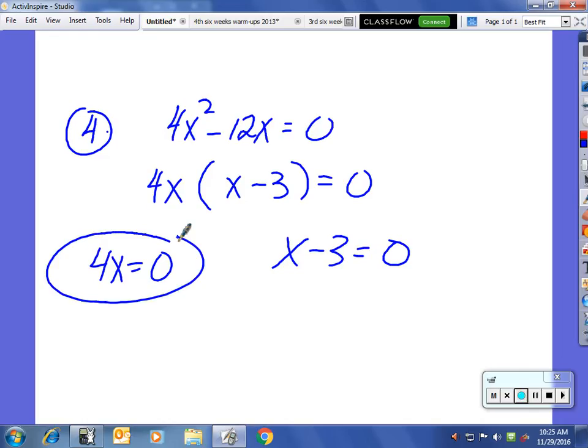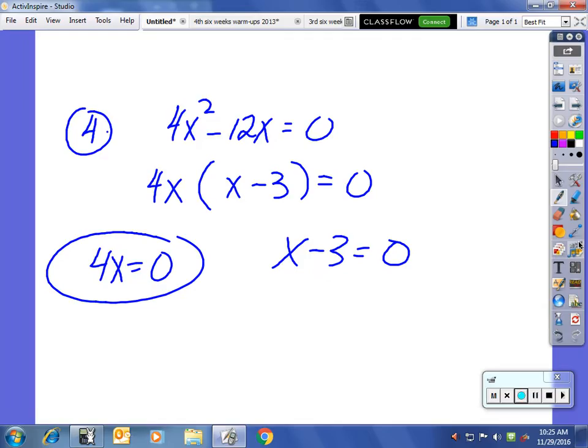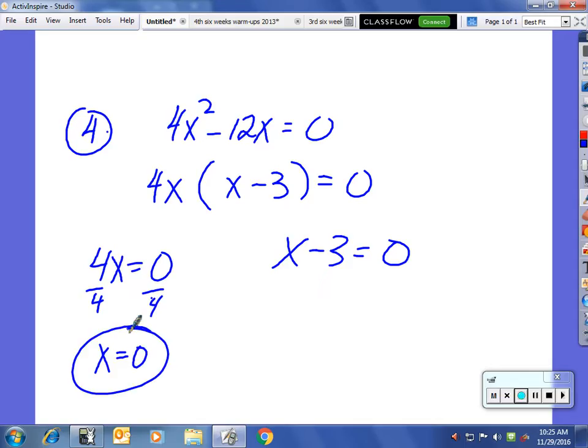Some kids have trouble with this easy equation. You got to divide by 4. What's 0 divided by anything? 0. So definitely x is 0 is one of the answers. And what's the answer here? 3. 0 and 3 both work.